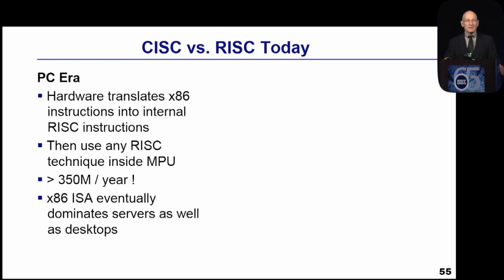Intel cleverly had the hardware resources. What they decided to do was translate the old CISC instructions of the x86 internally into RISC instructions, and then anything that the RISC guys came up with, they could include in their microprocessor as well. So this was very successful, and IBM grew the market to 350 million x86 microprocessors per year. And eventually, that technology and that instruction set dominated the market and took over the servers as well as laptops. So that's the PC era.